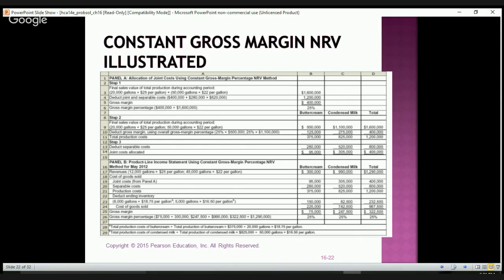Taking the gross margin is 75,000, which is the 300 minus the 225, and then the 247.5. And both of those are 25%. So remember, this gross margin is going to match what you find in panel A.